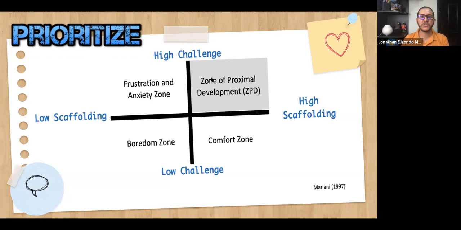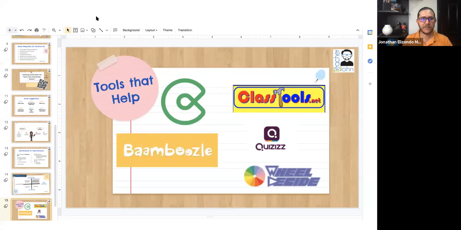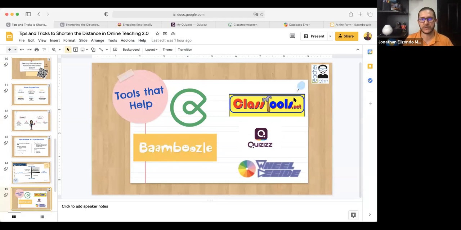And now I'm going to show you some tools that will actually help. Let me go there and show you very quickly some of the tools and how I use them, okay? So these are some of the tools. We have Classroom Screen, ClassTools.net, Bamboozle, Quizzes, and We'll Decide. So let me go first into Quizzes.